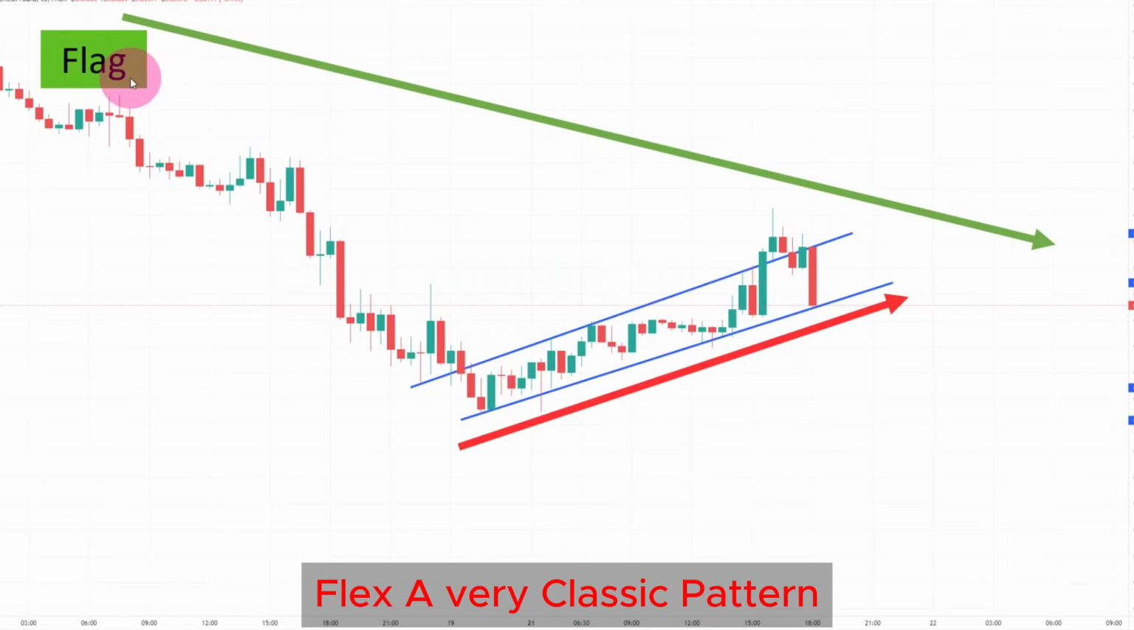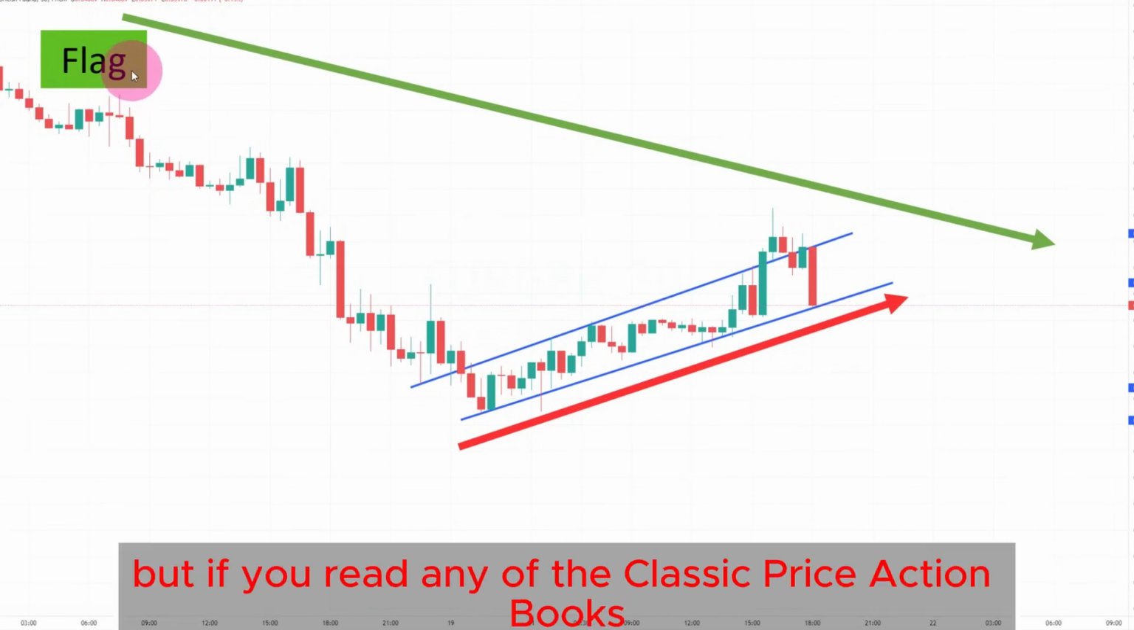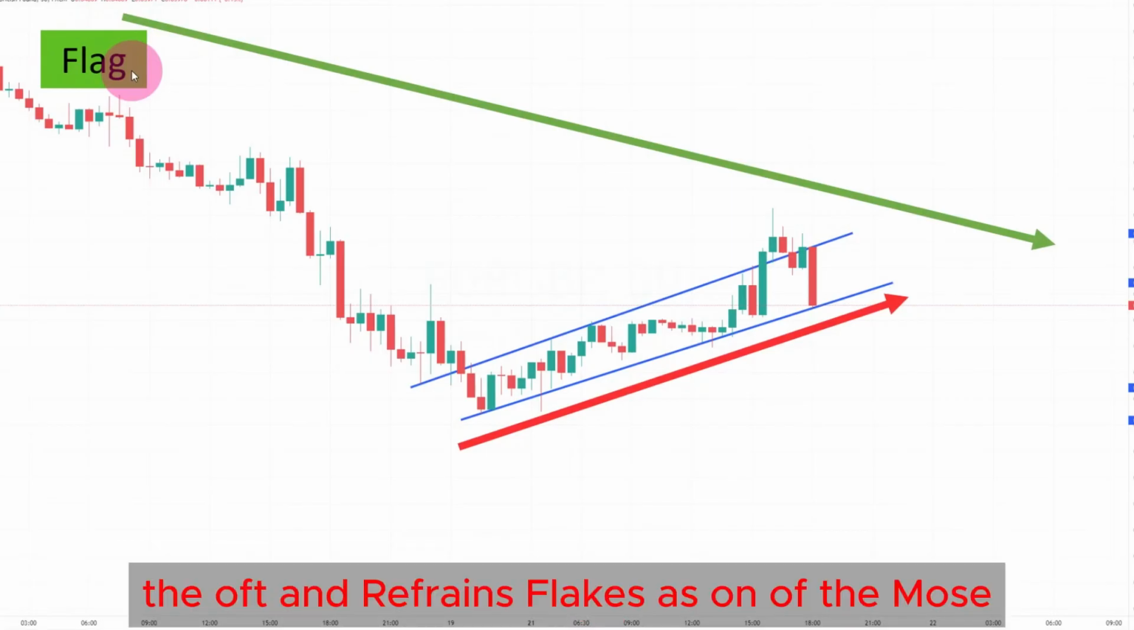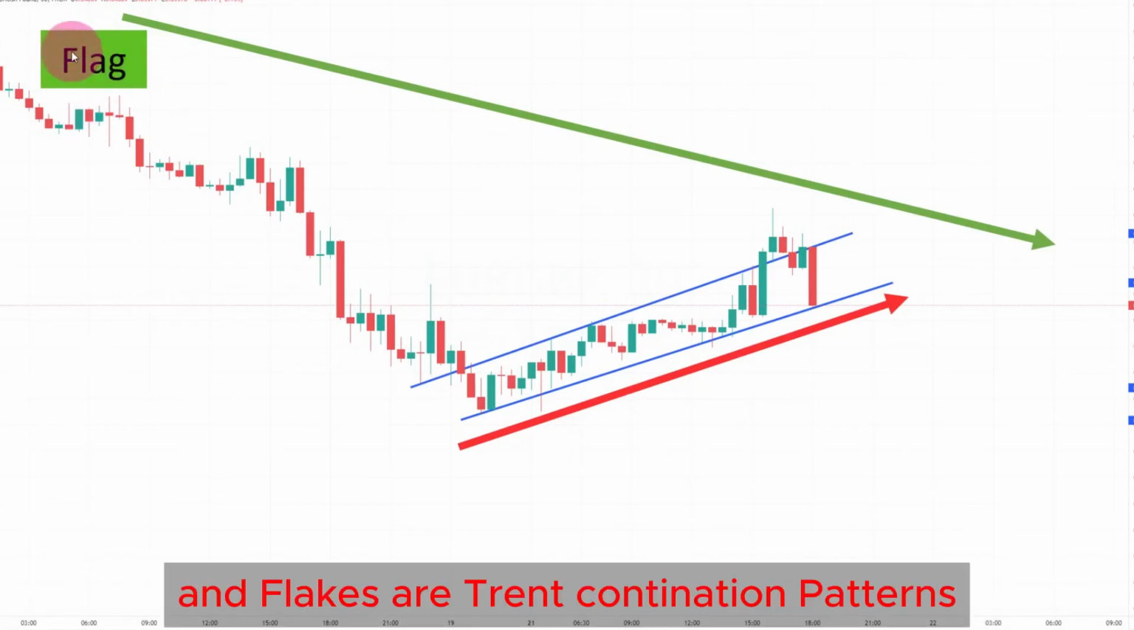Flags are a very classic pattern, but if you read any of the classic price action books or books about technical analysis, they often reference flags as one of the most profitable patterns. And flags are trend continuation patterns.